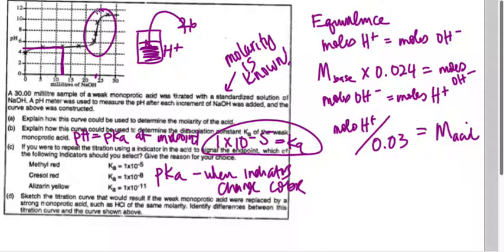So what pH-ish would we want the indicator to change color at? 8-ish, right? So if we want the indicator to change color at 8, we need an indicator that has a pKa of about 8. Which indicator has a pKa of about 8? Cresol red.